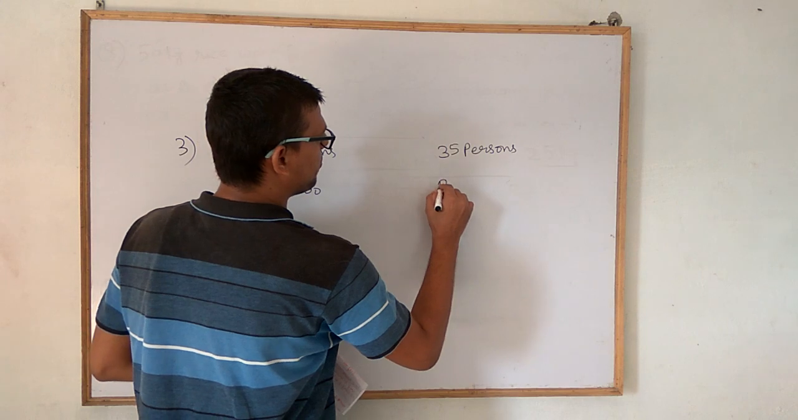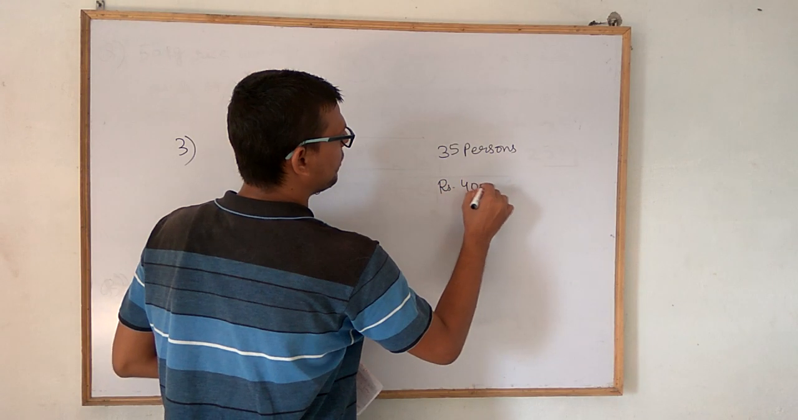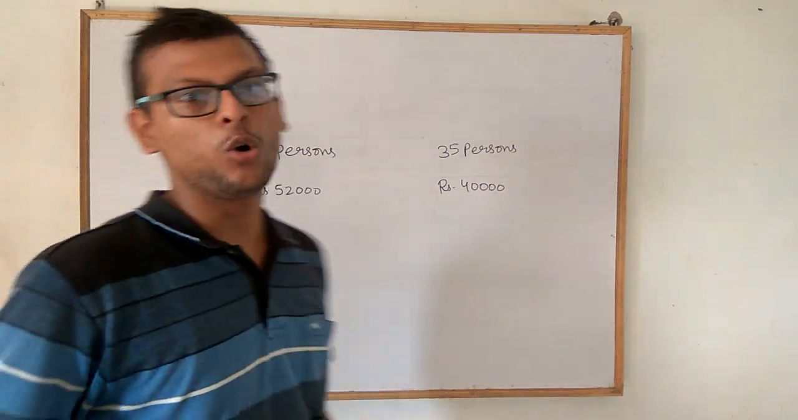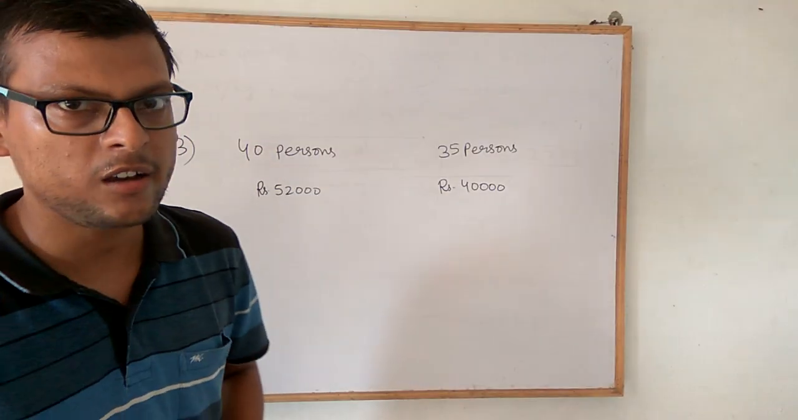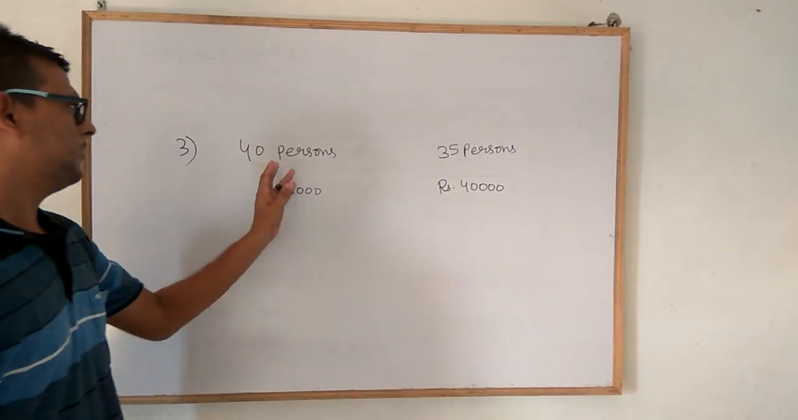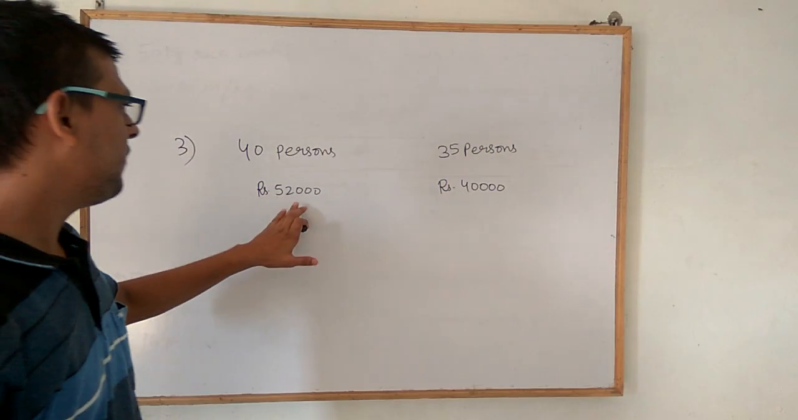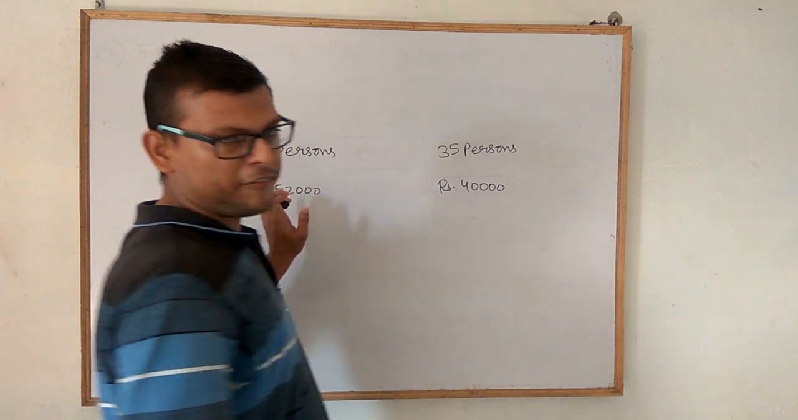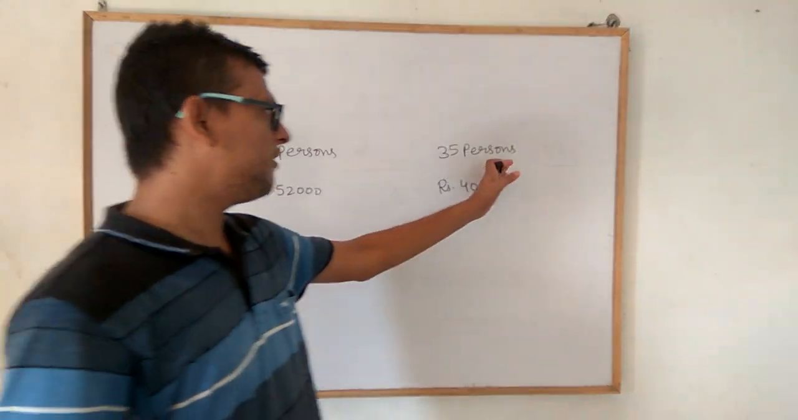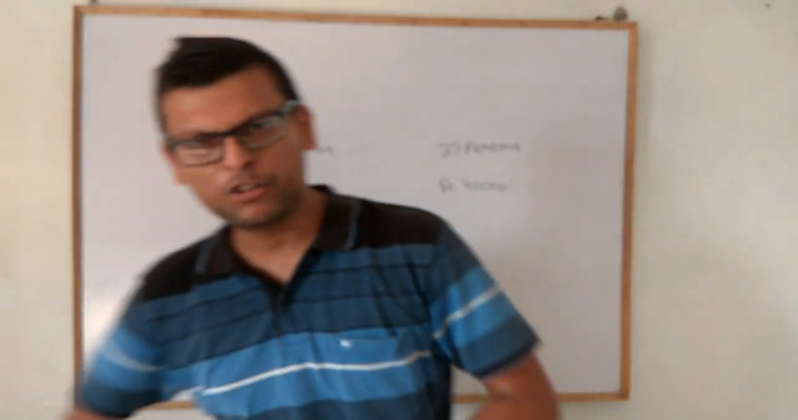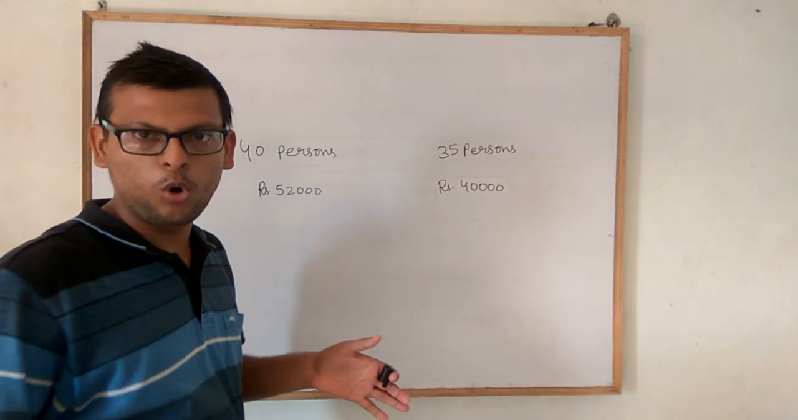Their average income is rupees 40,000, right? I have to find the average income of the whole group. Hope the question is clear. I repeat the question. There are two sets of people. In one set there are 40 persons and their average income is 52,000, and in another set we have 35 persons whose average income is 40,000. I have to find the average income of the whole group.